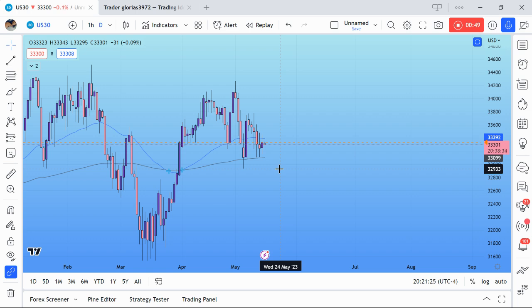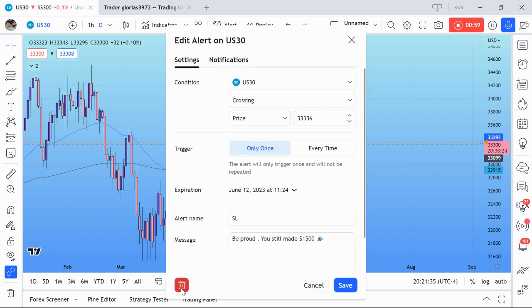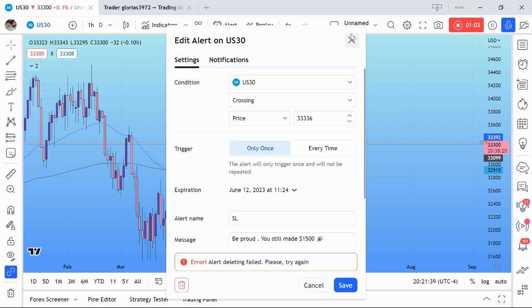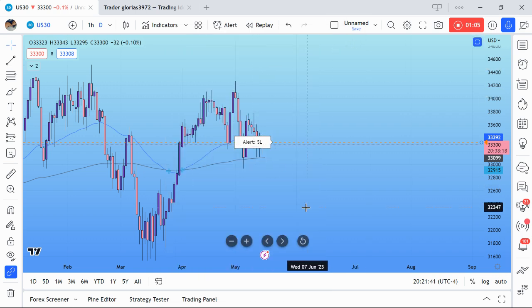So I'm really only looking for shorts. Even yesterday, you can see it rejected the 50 EMA. Let's get rid of this. All right, it doesn't want to delete.